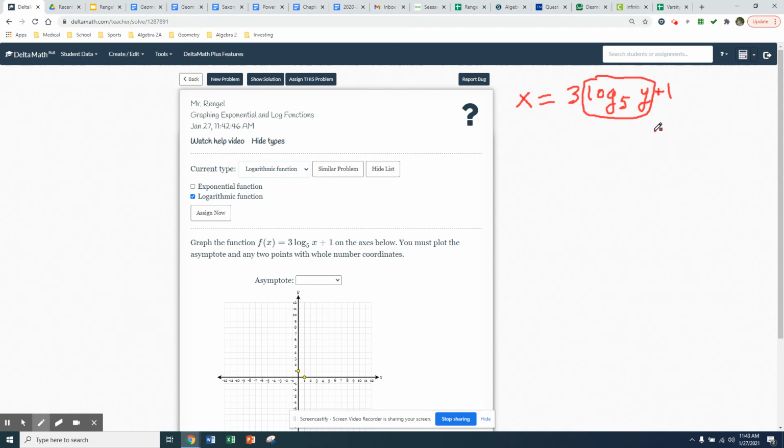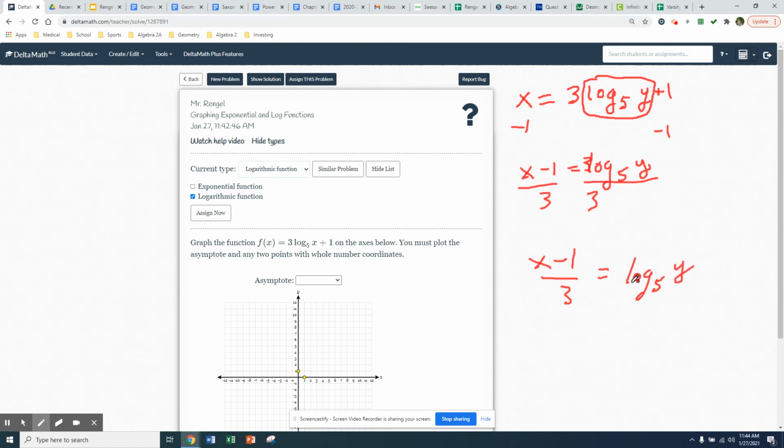So I'm just going to undo, I'm going to subtract 1 to the other side. So we get x minus 1 equals 3 log base 5 of y. Oops, forgot the 3 in front. Okay, then we'll take everything and divide by 3. So we got x minus 1 over 3 equals log base 5 of y.